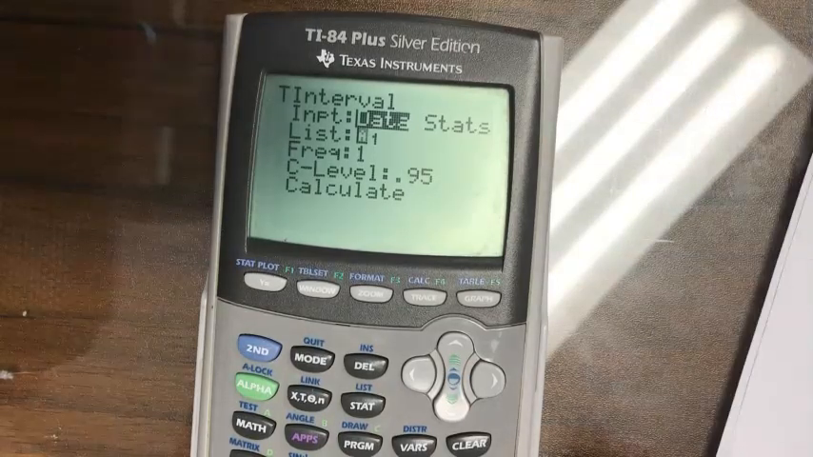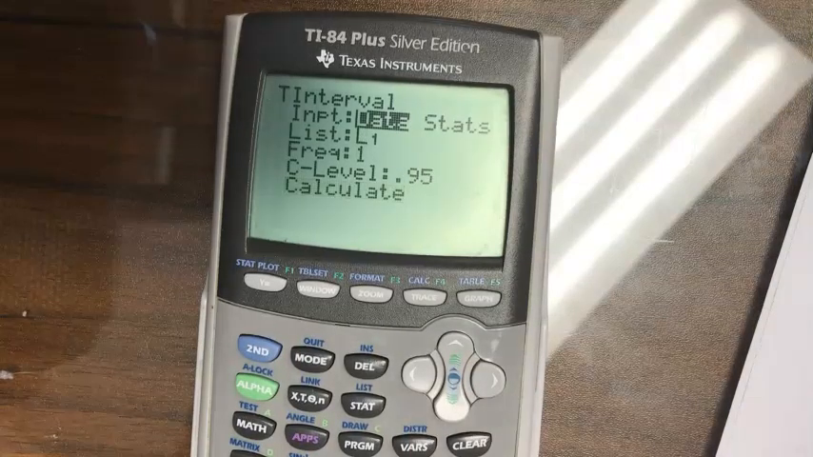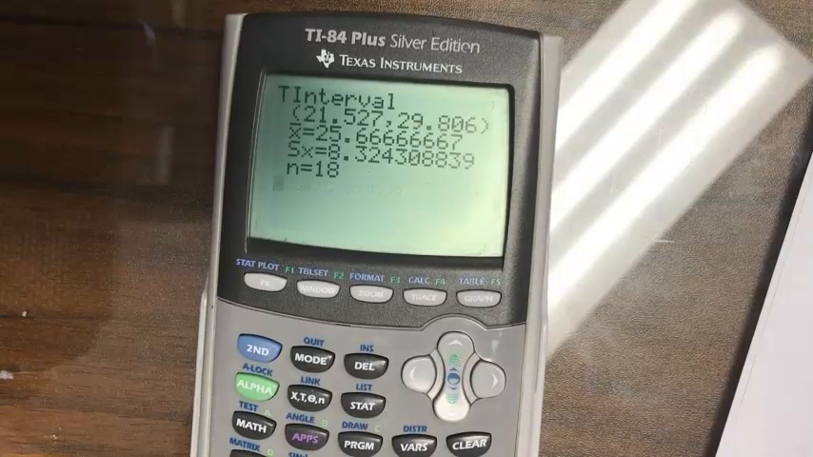So if I'm looking at a 95% confidence level, I have my new data inputted, and I can just go straight down to calculate. And this is what's really nice about this. It gives you your X bar, your S of X, and your interval. Done. But the only issue is that is your do step. That is not your plan step.